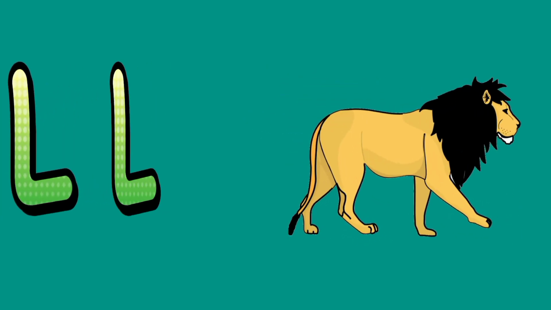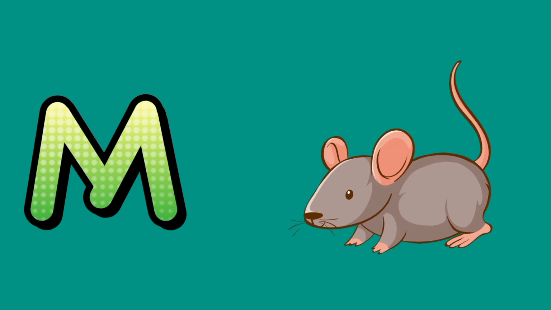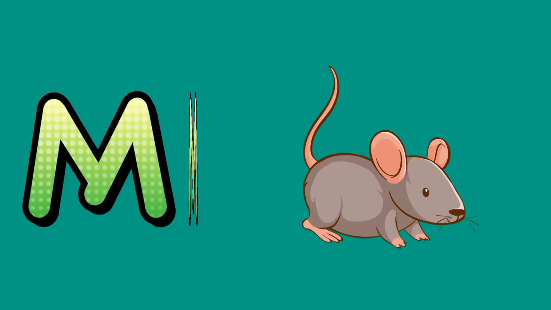L, lion. M is for mouse, M, M, mouse. N is for newt.